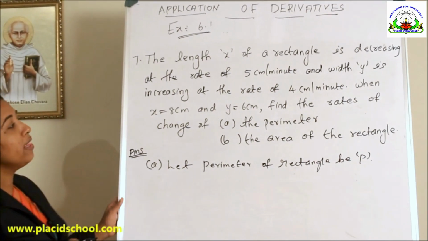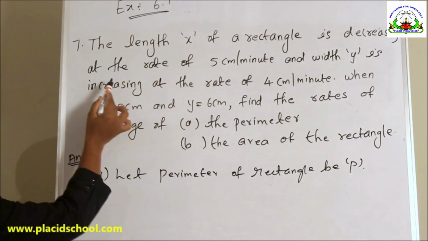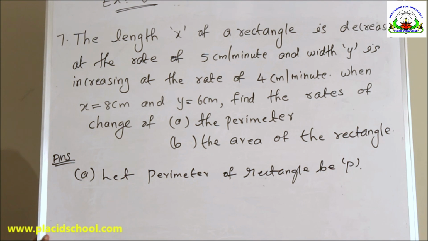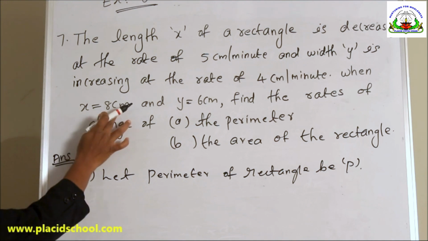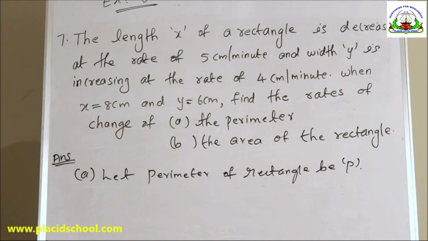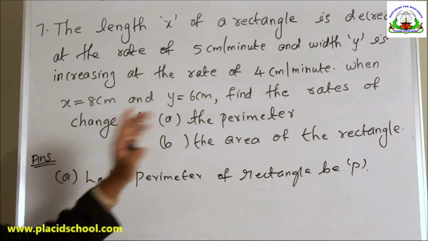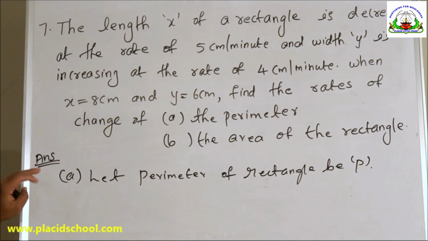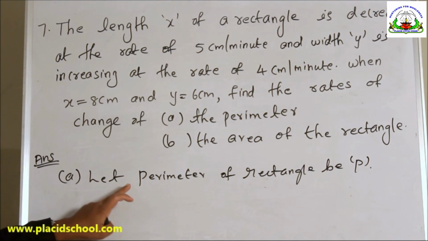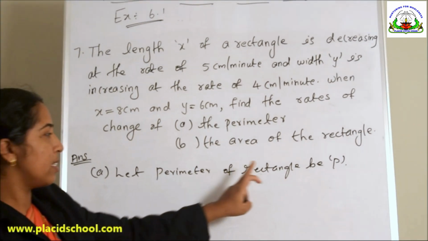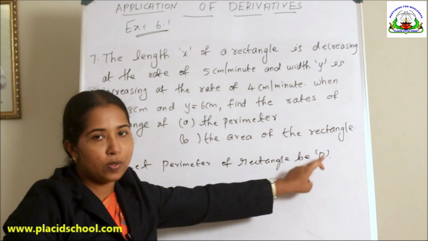Next question. The length x of a rectangle is decreasing at the rate of 5 centimeter per minute and the width y is increasing at the rate of 4 centimeter per minute. When x equal to 8 centimeter and y equal to 6 centimeter, find the rate of change of the perimeter and, in the next part, the rate of change of area of the rectangle. So let's pass on to the first part. We will discuss the rate of change of perimeter of the rectangle with respect to time. Let the perimeter of the rectangle be denoted using P.